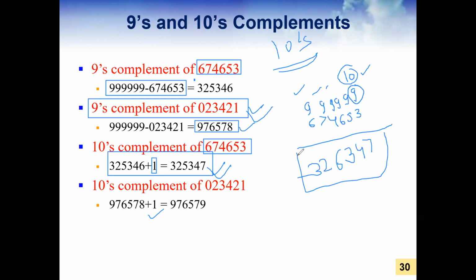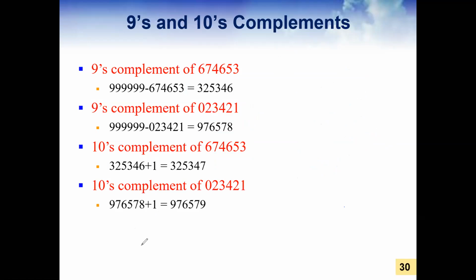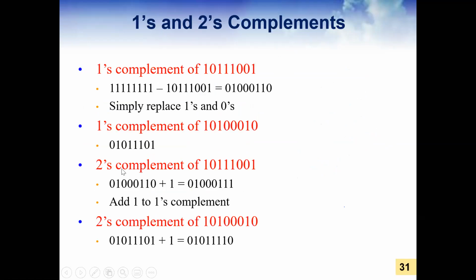Now move to the next one, which is 1's complement and 2's complement. 1's and 2's complement are applicable for the binary numbering system. So the 1's complement of a given number is very, very simple. Let's say I want to get this 1's complement. The way is, either as I explained earlier, subtract every digit from 1, 1, 1, 1, 1, 1, 1. You can get this one.